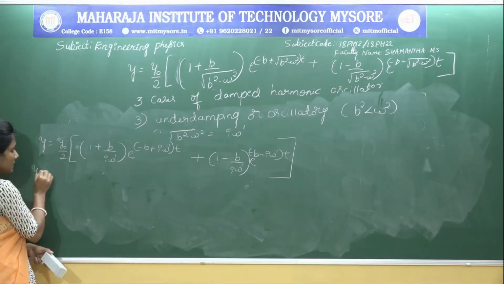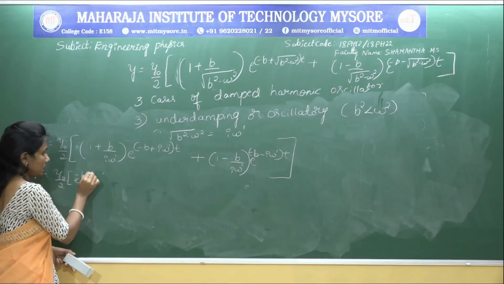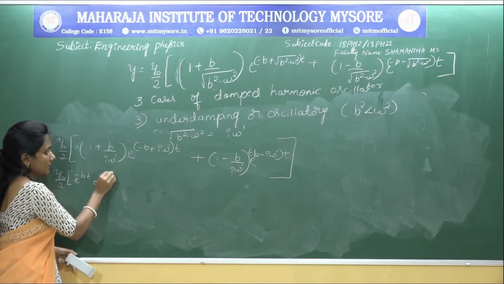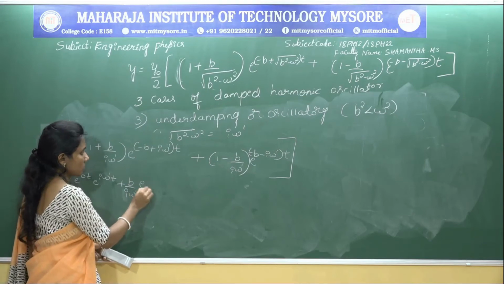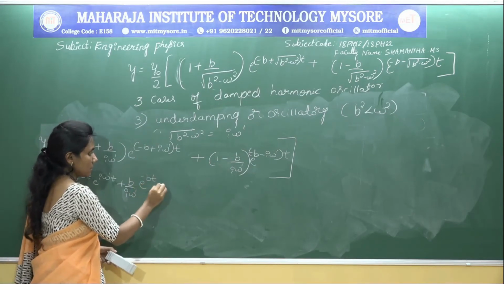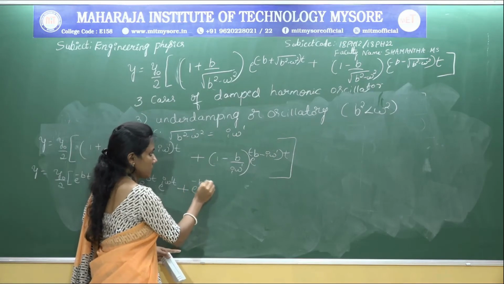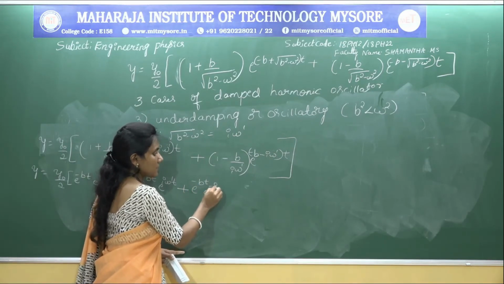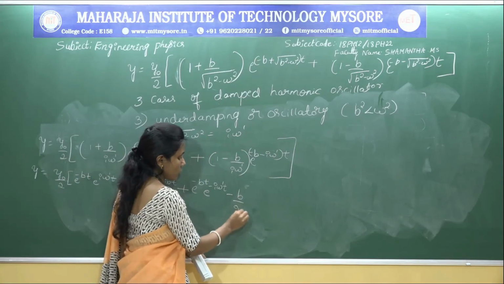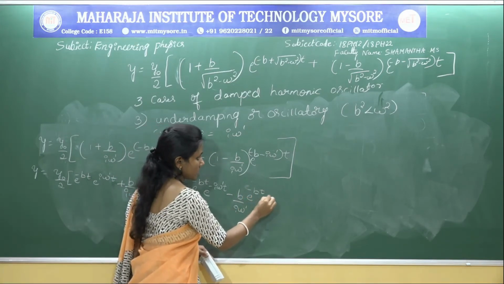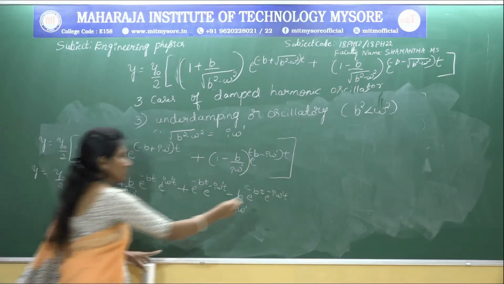So y is equal to y naught by 2, and e to the power of minus bt, e to the power of i omega dash t, plus b divided by i omega dash, e to the power of minus bt, e to the power of i omega dash t, plus e to the power of minus bt, e to the power of minus i omega dash t. Next the second term, minus b by i omega dash, e to the power of minus bt, e to the power of minus i omega prime t. So what is the equation we are getting?